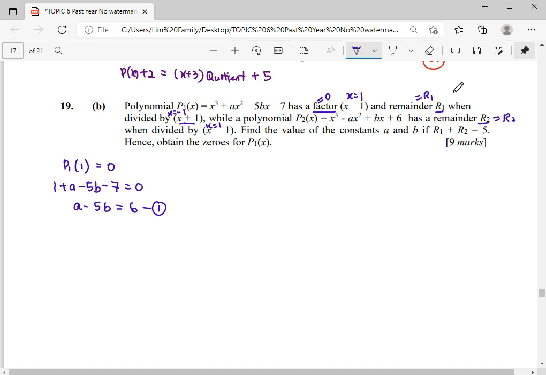So hold on first and proceed to the second information, where it's the remainder theorem when you substitute x equals negative 1. So for polynomial 1, substitute x equals negative 1, then the remainder is R1. So we substitute negative 1 into P1, and that will be our R1. We will hold on first because we don't know what R1 is. We only have the relationship R1 plus R2 equals 5. So we have to use the third information given here, where polynomial P2 has remainder R2 when divided by x minus 1. So x is 1, the remainder is R2, so substitute 1 into this polynomial.